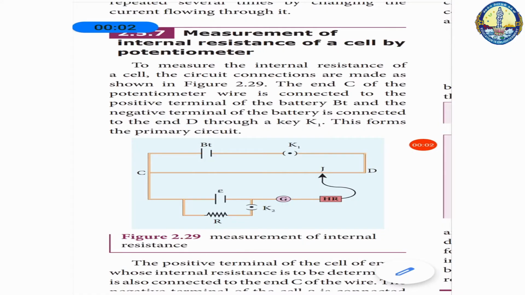Measurement of internal resistance of a cell by potentiometer. To measure the internal resistance of a cell, the circuit connections are the same as for the potentiometer measurement of EMF. The only difference is that one external resistance R is added. The end C of the potentiometer wire is connected to the positive terminal of the battery, and the negative terminal of the battery is connected to the key through the end D. This forms the primary circuit.